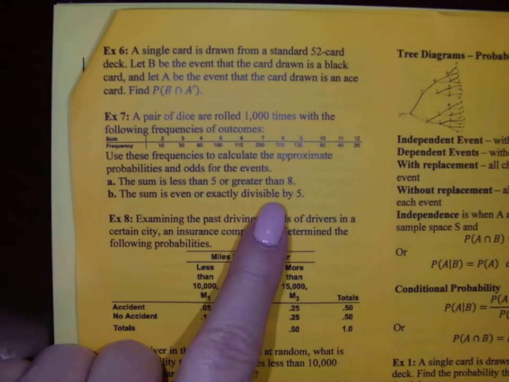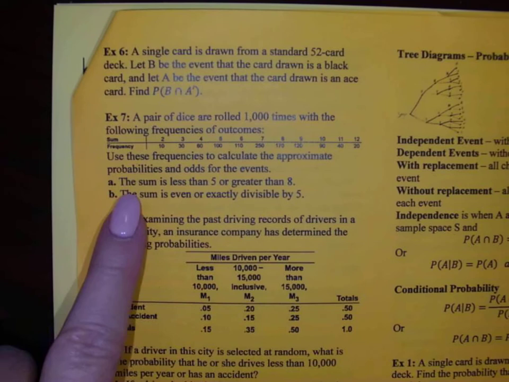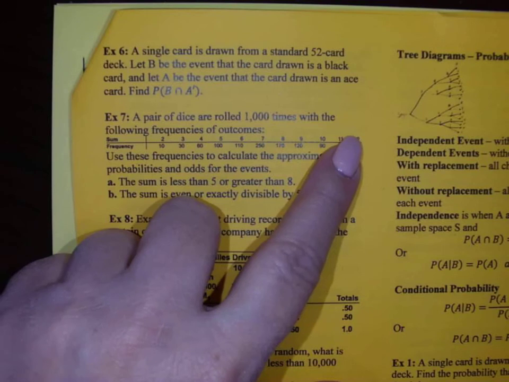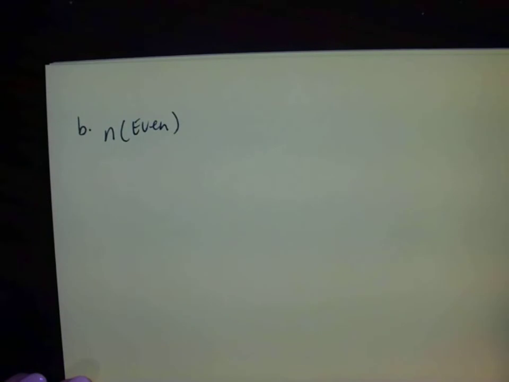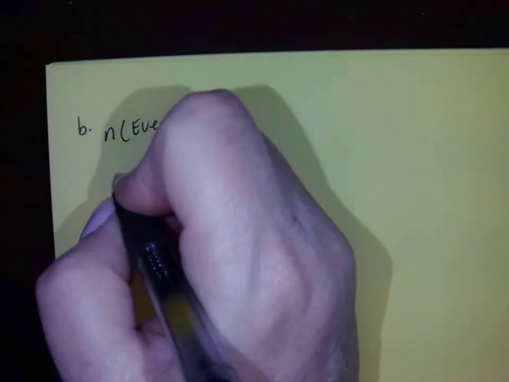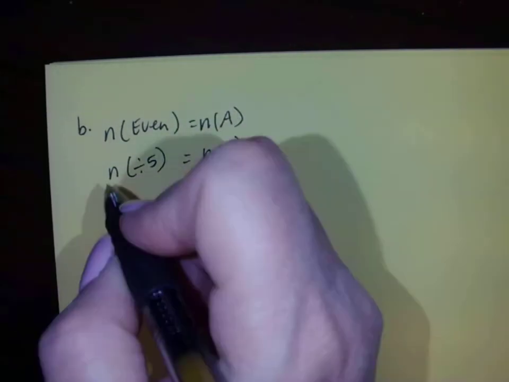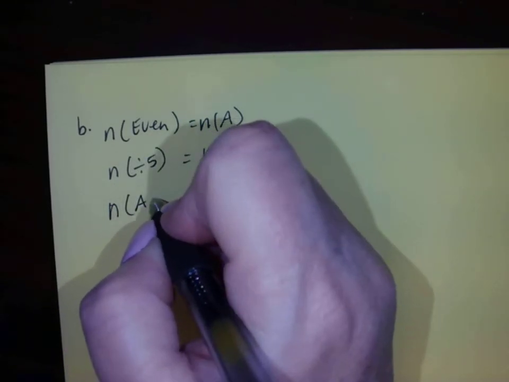So for part B, it said the sum is even or exactly divisible by 5. So if it's divisible by 5, it's going to be a multiple of 5. And the sum is even. That means we're going to do the even numbers like 2, 4, 6, 8, 10, and 12. And divisible by 5 will be 5 and 10. All right, so we've got the number of the even, and we're going to call that n of A, and then the number divisible by 5 equals n of B, and then remember we have to have the intersection of A intersected with B.